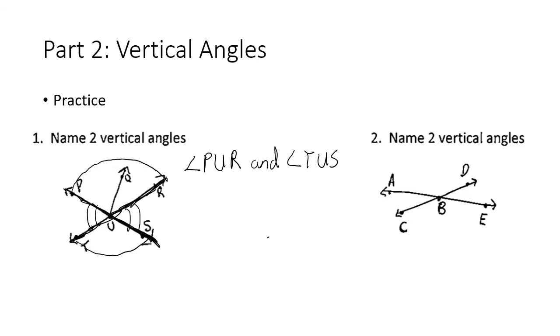On the second problem, you've got the exact same setup, only it doesn't have quite as much complexity to it. So you've got these two angles are vertical, which is angle ABD and angle CBE. Could have also gone with angle ABC and angle DBE. Did you get them right?